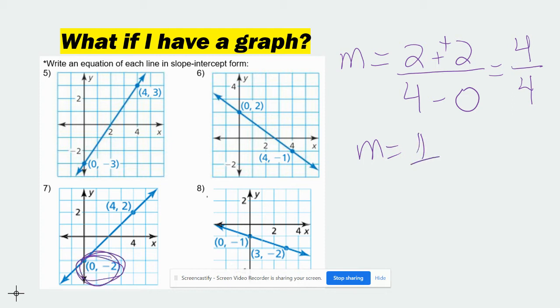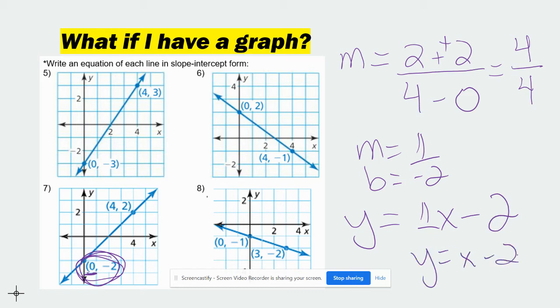They give us our y-intercept here. First coordinate 0 means that our b is negative 2. So y is equal to 1x minus 2. Remember, you don't have to write the 1 there, and so x minus 2 is also good.